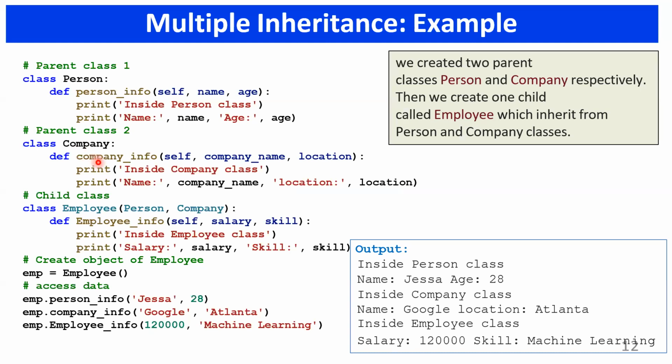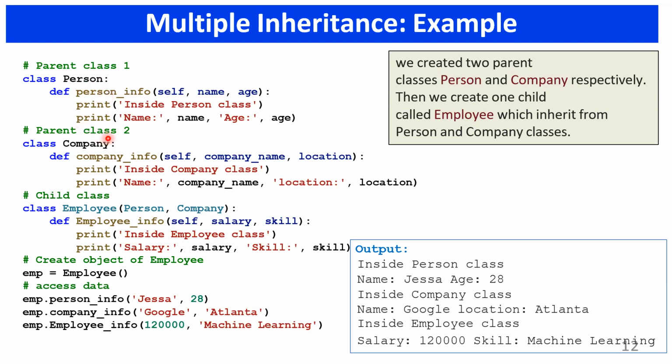This is the program where we are creating a class called person. This is one class, and we are creating another class too, which is company. So these two are the base classes. Person is one base class and company is another base class. In person, we are using the person_info method, where we are printing "inside person class", and we are also printing the values of name and age, which are the attributes of the person class.